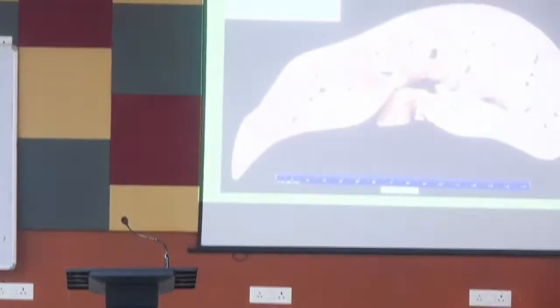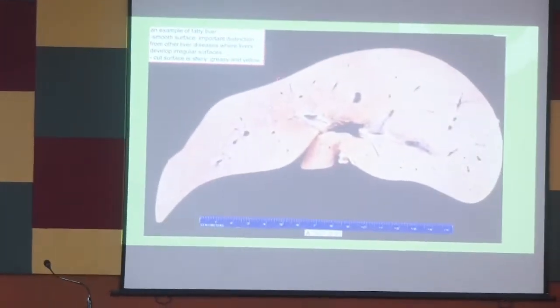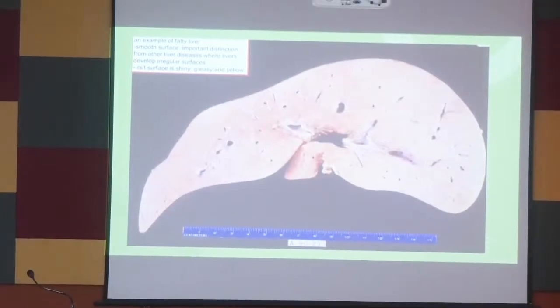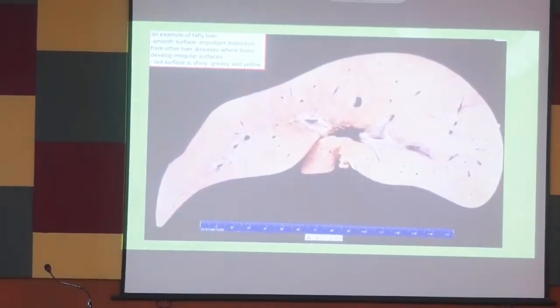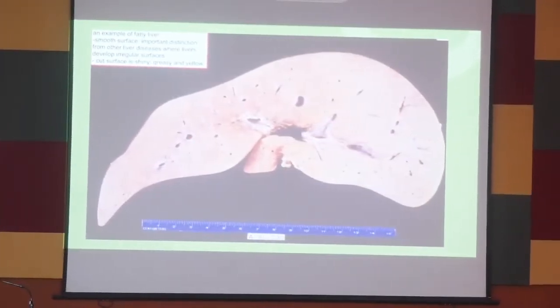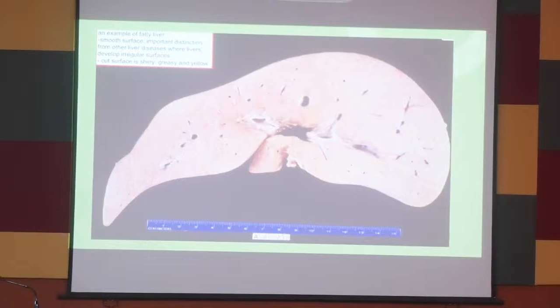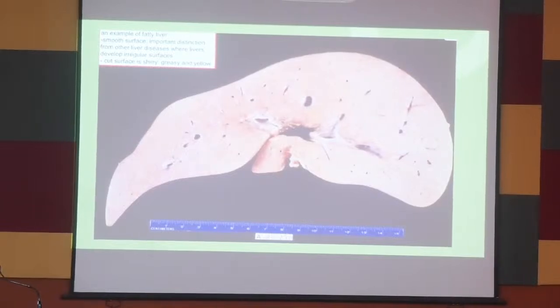Now this is a cut surface of which organ? Liver. So this is a gross appearance when the alcoholic steatosis or fatty liver occurs in liver parenchyma. So on cut surface, it has a smooth glistening surface, okay? And the cut surface is shiny, greasy and yellow, okay? This is liver cut surface. So this is shiny, okay?